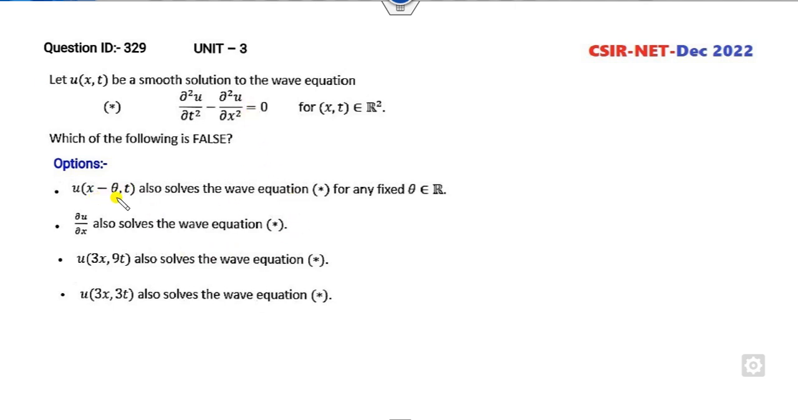Look at this one. Again, we will see about the shortcut tricks. So this is my x minus theta and t. The coefficient is 1, this is 1. So we can substitute here 1 square minus 1 square, that's 0, so it's satisfied, it's a correct statement. But we need a false statement.